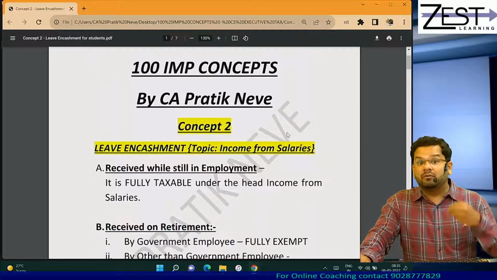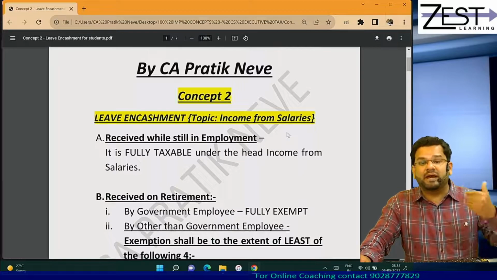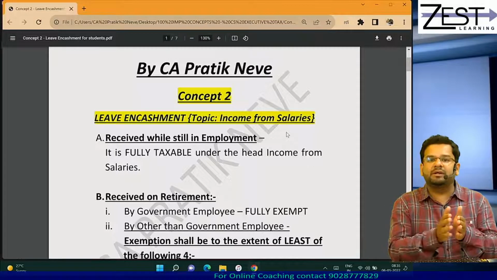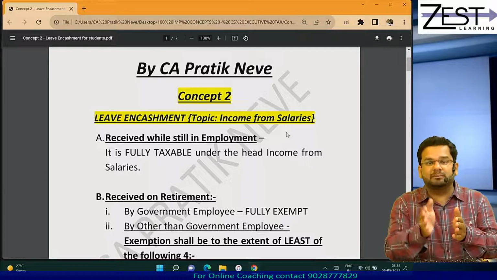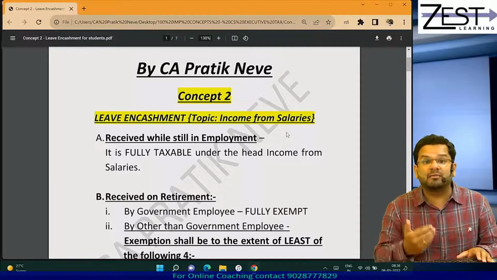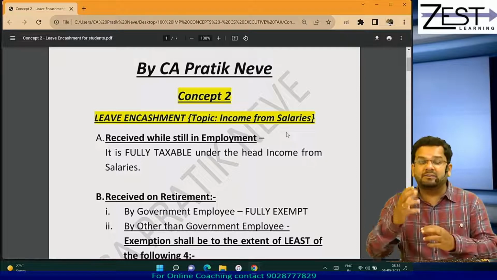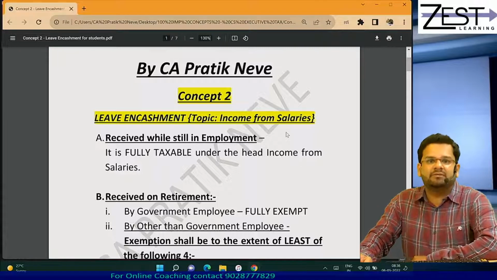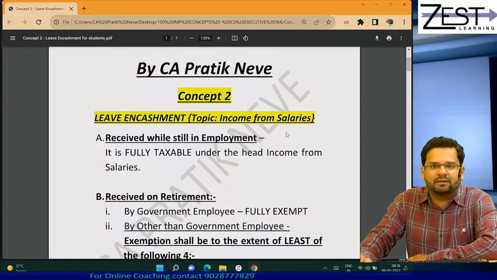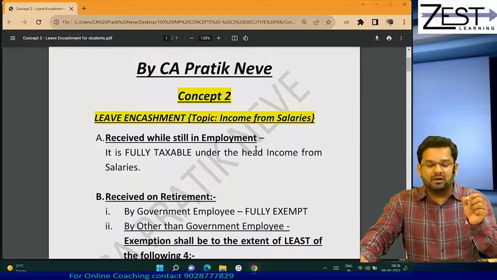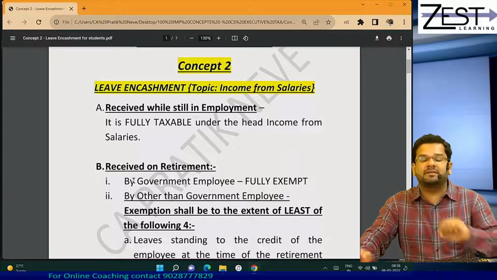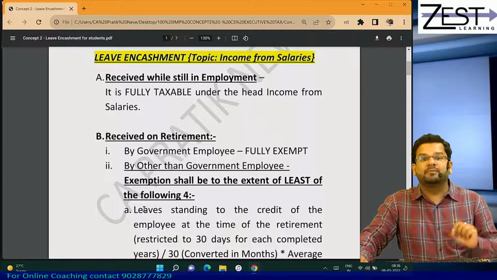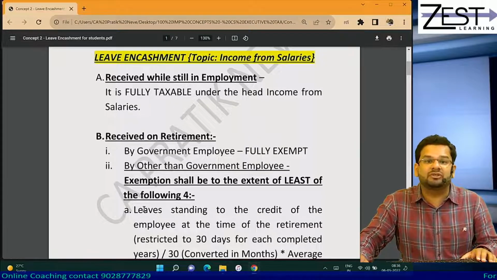Further, when such leave encashment is received at the time of retirement, meaning I keep on accumulating my leaves over the period of my employment, and at the time of my retirement I get the leave encashment in lump sum. Such leave encashment received in lump sum at the time of retirement is fully exempt for a government employee, as you can see here. And for an employee other than a government employee, it is exempt to the extent of the least of 4.